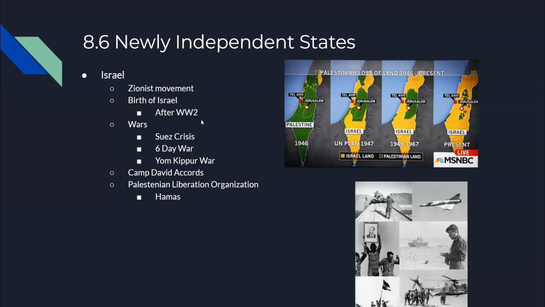However, some organizations, such as the Palestinian Liberation Organization, wanted the return of occupied lands and the creation of an independent country known as Palestine. However, violence in the area, such as the West Bank and the Gaza Strip, is still going on today, and it'll probably be continuing for a while.